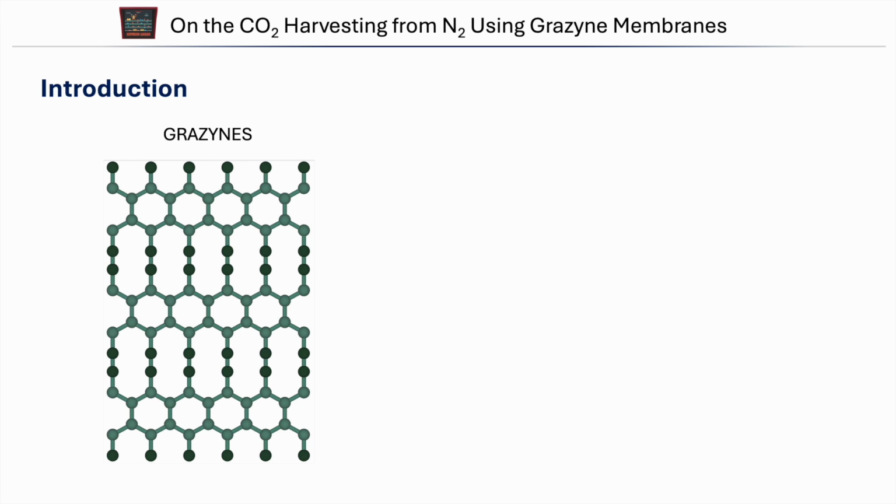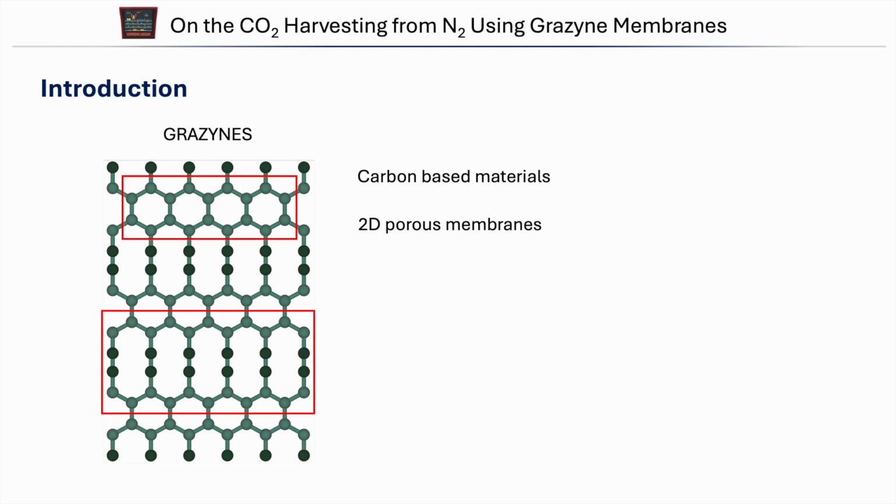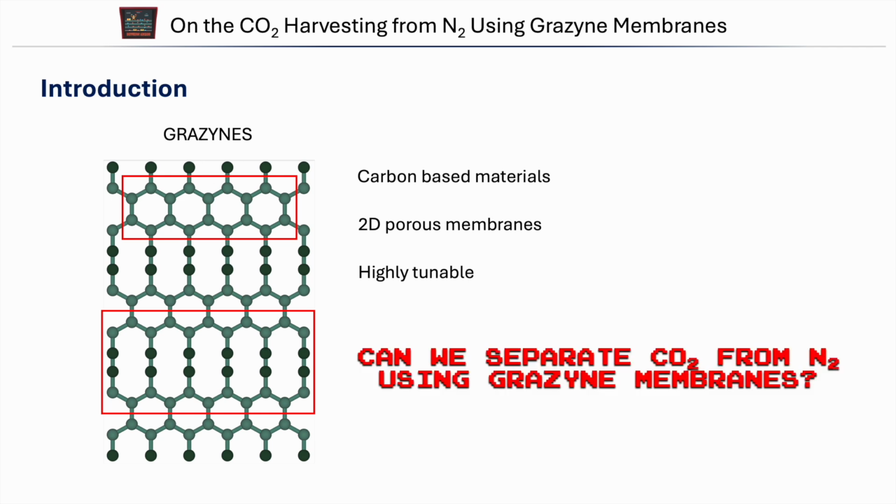But what are grazynes? Grazynes are 2D carbon-based materials made by combining graphene stripes with acetylenic linkages. Their main advantage? They are highly tunable. That means we can create pores with very specific sizes. So, for example, we can design pores with the right dimensions to let certain molecules pass through, while blocking others. Although our study is entirely computational, there are synthetic routes that have been proposed, suggesting that grazynes could be synthesized in the near future. So, can we actually separate CO2 from nitrogen using grazynes?